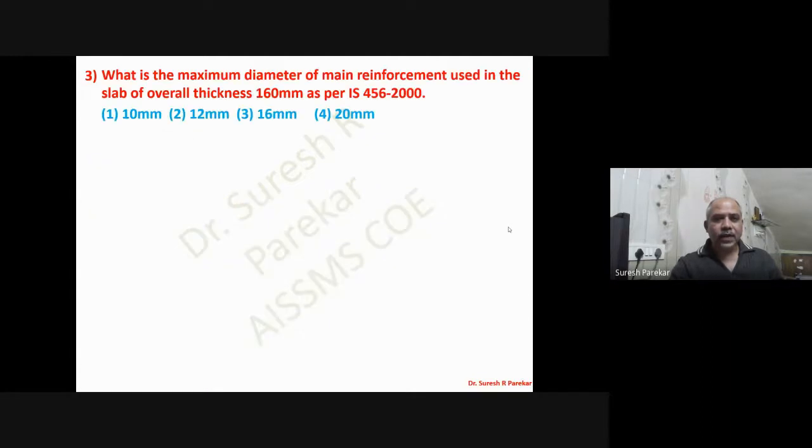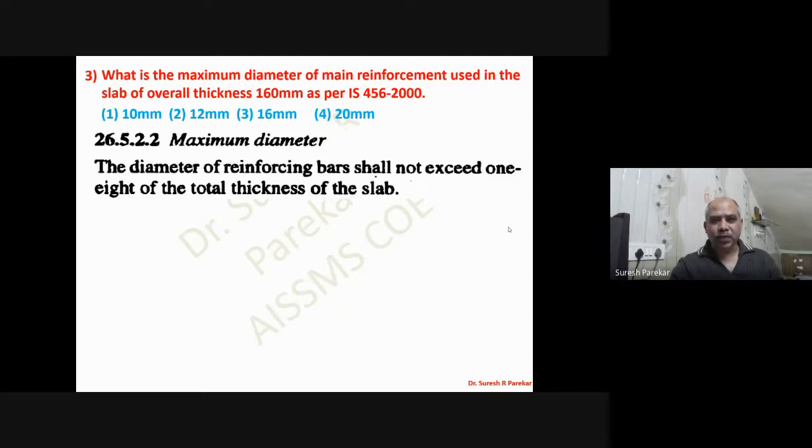Then we have the third question: what is the maximum diameter of main reinforcement used in a slab of overall thickness 160 mm as per IS 456 2000? So this is the criteria for maximum diameter, and therefore the maximum diameter we can use is 20 millimeter, because it shall not exceed 1/8 of the total thickness. So the option we have is option 4.